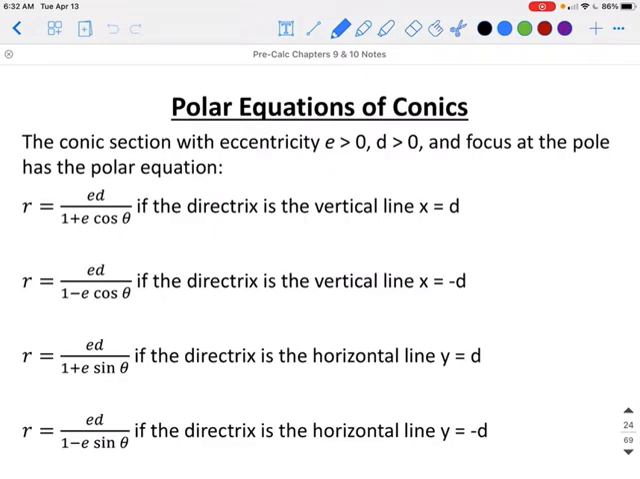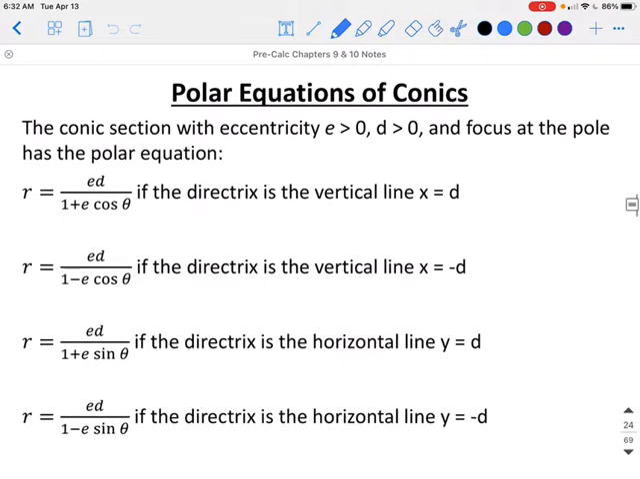The conic sections with eccentricity e greater than 0 and d greater than 0, and a focus at the pole of the polar equation, will be in the following forms. r is equal to e times d over 1 plus or minus e times cosine of theta, or it can be 1 plus or minus e sine of theta. If it is cosine, then our directrix will be a vertical line x equals d or negative d. And if it has sine on the bottom, then our directrix will be y equals d or y equals negative d.